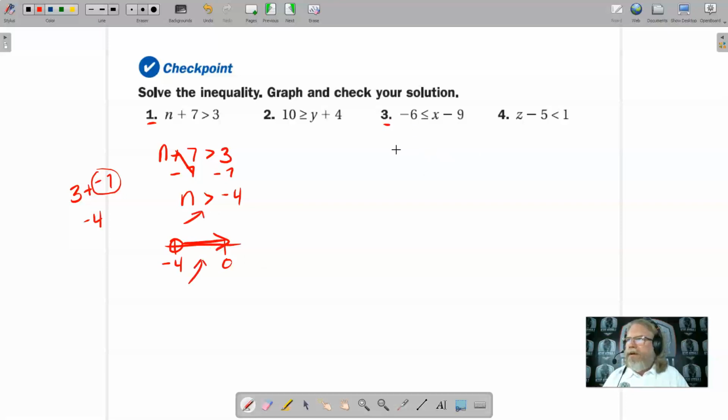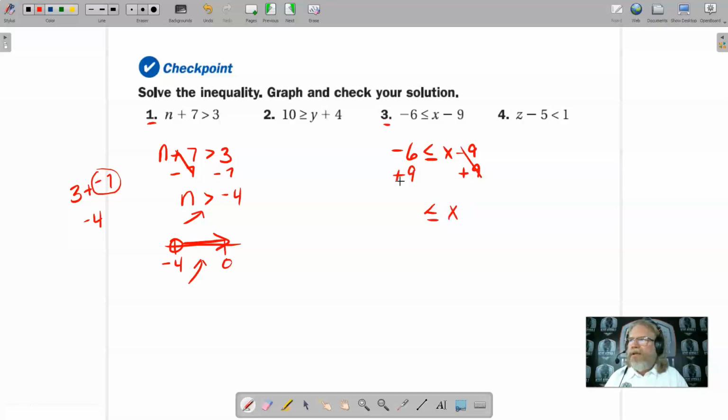On the next one over here, number 3, we have negative 6 is less than or equal to x minus 9. So let's get the x by itself. Well, the 9 is tied to the x through subtraction. Opposite operation, addition. 9 is the number we want to get rid of. And whatever we do to one side, we do to the other. Our sign's going to stay the same. The 9s are going to cancel each other, leaving us with just x on the right.